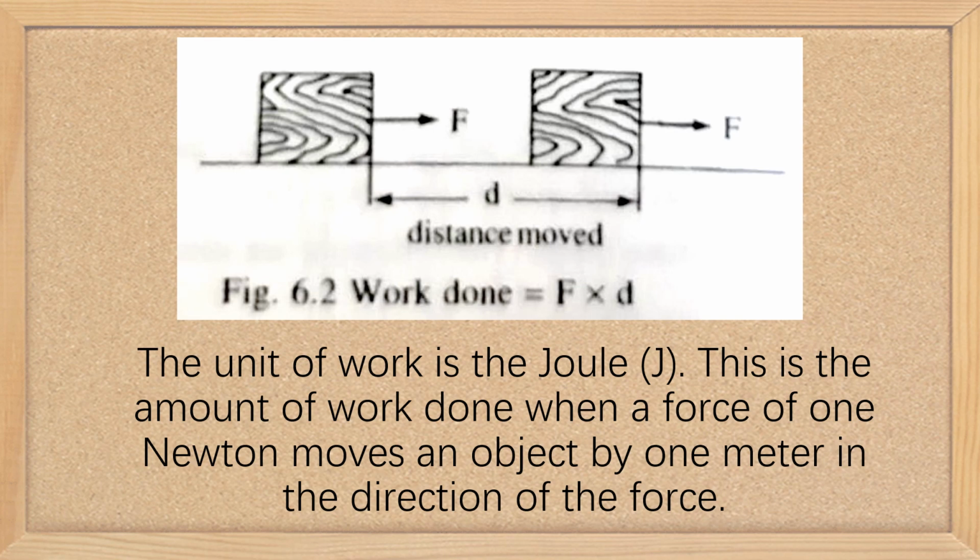Now, how do we compute the amount of work that you have done or an object has done? In this picture, it shows a force, which is your letter F, pulling a block of wood over a distance. Shall we say this mark here is your 0 meters, and if you pull the object to the right, this point is 1 meter.